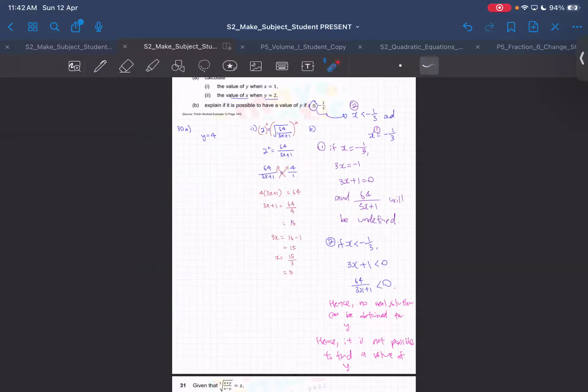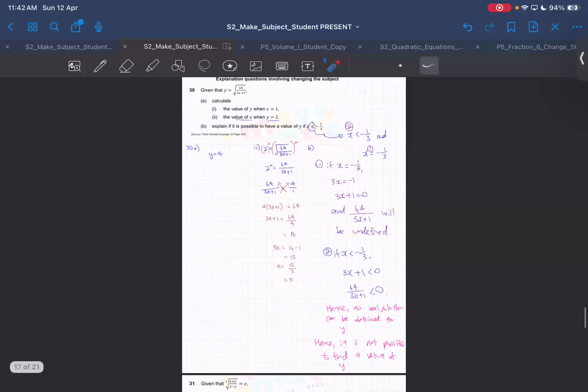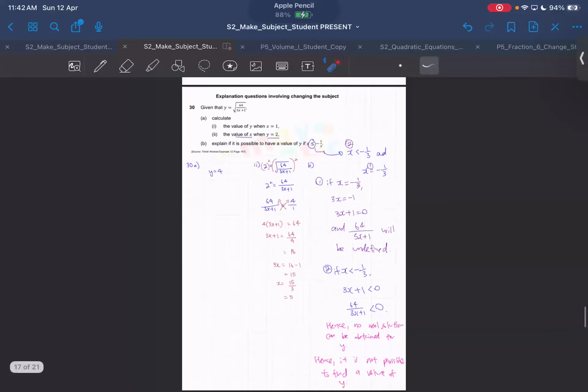Okay, you all try to go home and practice this question again, because once you get it, you'll get it. So if you are done, you all can look at question 31A first. You can try. This one is same as your 30 part 2. Okay, try.